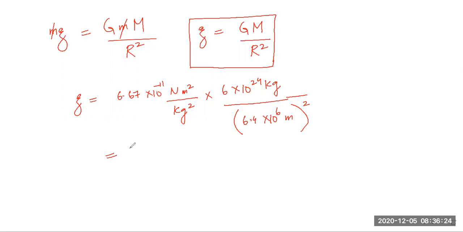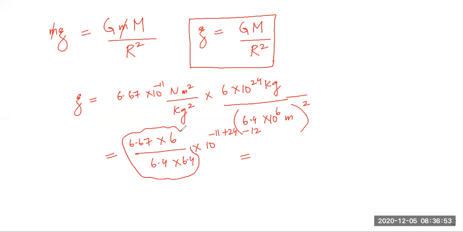So see here, this is 6.67 into 6 divided by 6.4 into 10 raised to power minus 11, 10 raised to power 24 plus 24 minus 6 to the 12, oh sorry, there will be one more 6.4 here, 6 to the 12 minus 12. So this will be equal to, now this thing we can calculate separately, and this is 10 raised to power 24, 12 plus 11 is minus 23, so this is 10, right? So this is 0.981.